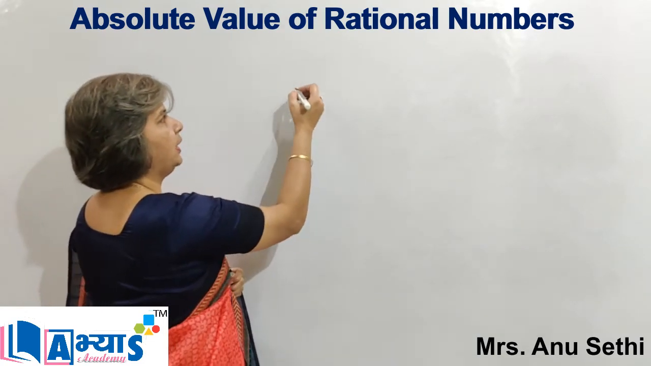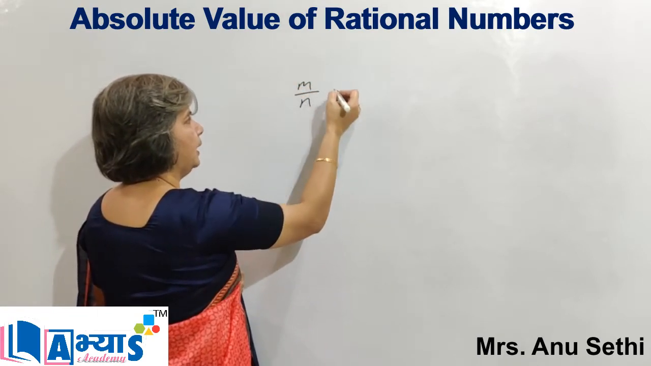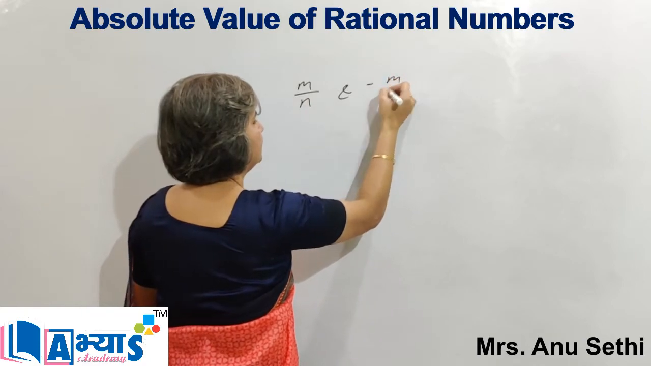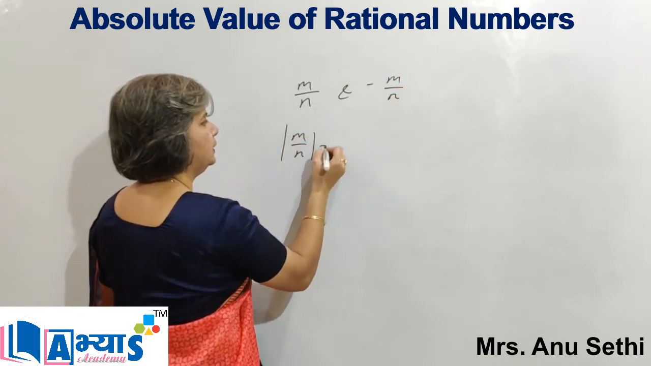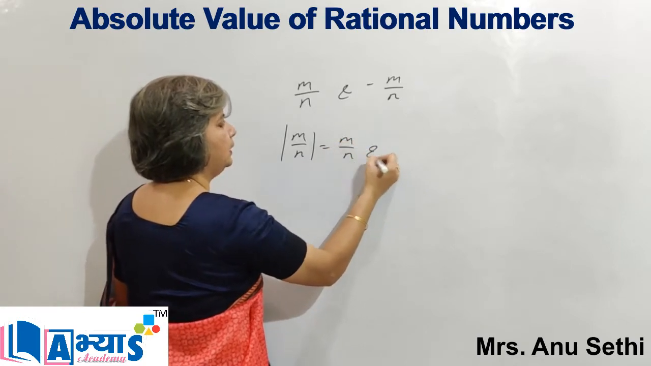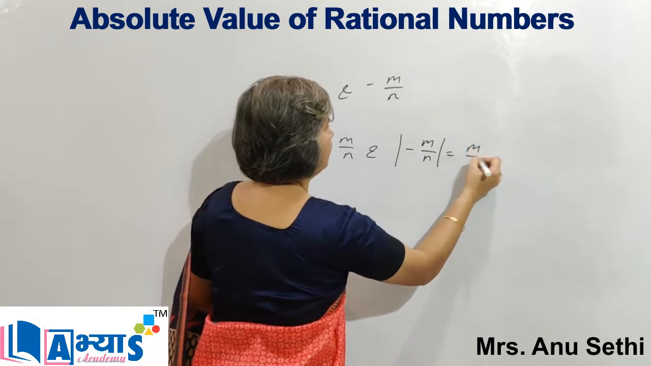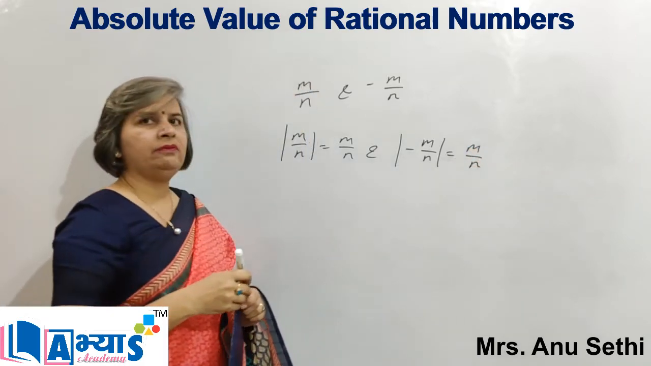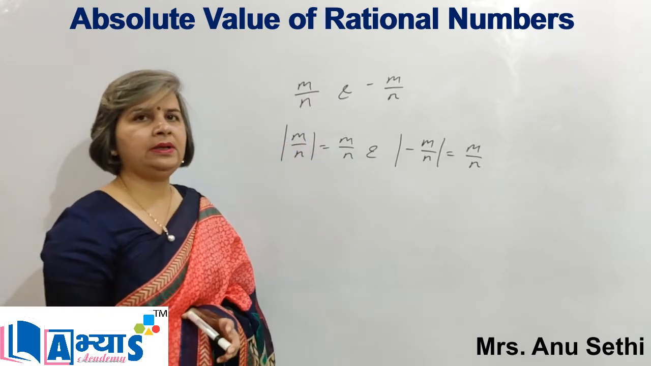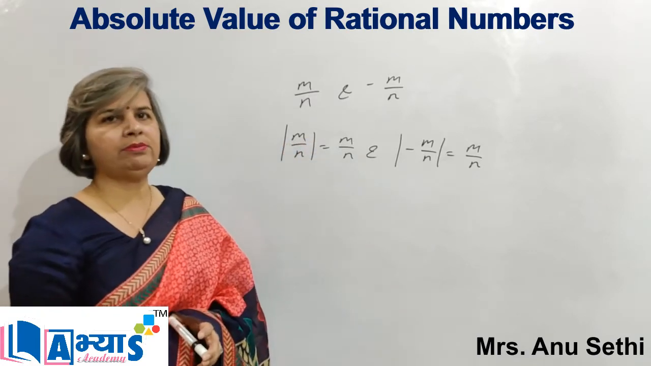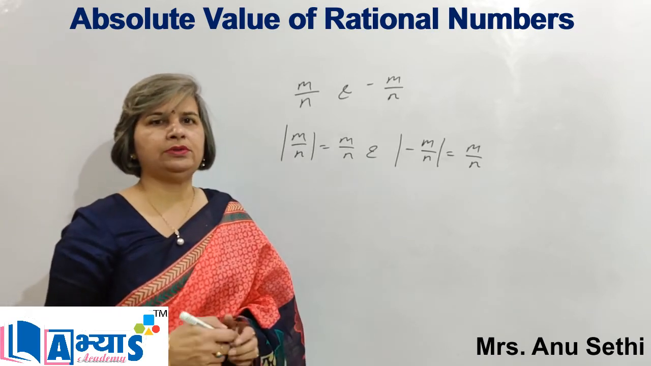For example, if I have a rational number m by n and a rational number with minus m by n, then the absolute value of m by n is equal to m by n, and the absolute value of minus m by n is also equal to m by n. That means we are only considering the numeric value of m and n, and we are ignoring the sign. It may be positive or it may be negative. It is not considered in the absolute value.